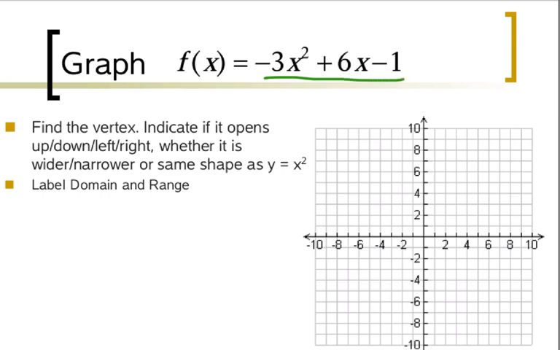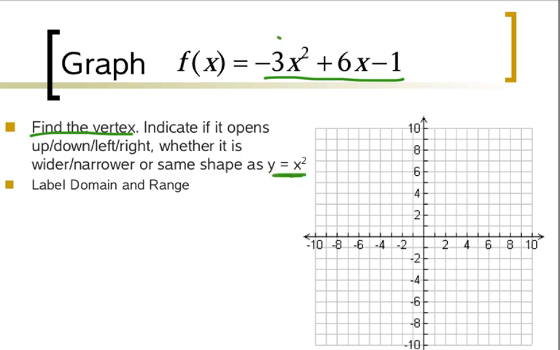So we've got negative 3x squared plus 6x minus 1, and what we want to do is, because we like knowing what the vertex is, we want to find the vertex. Okay, and notice that's your first direction, find the vertex, and then indicate if it opens up or down, left, right, and then whether it's wider, narrower, and same slope as x squared.